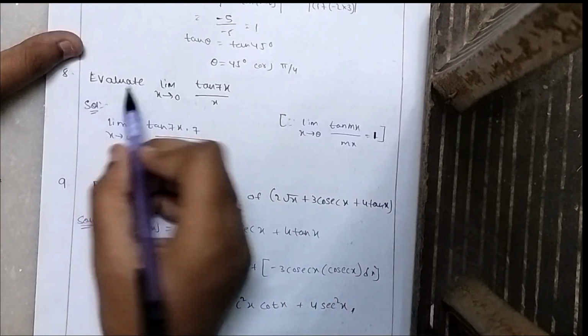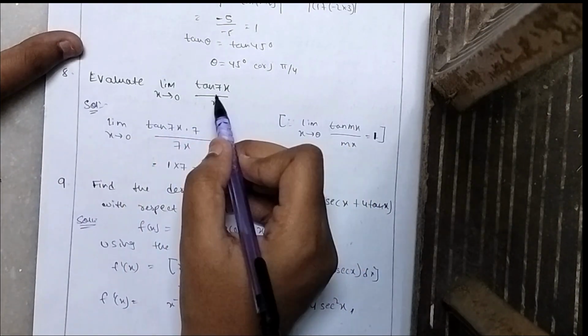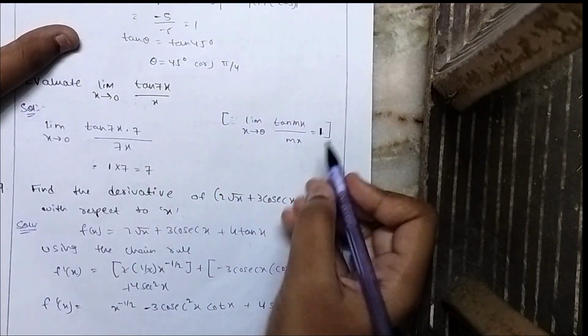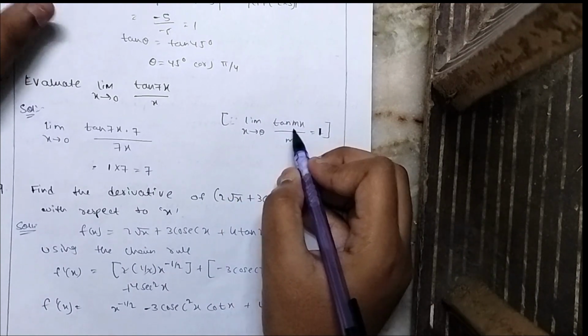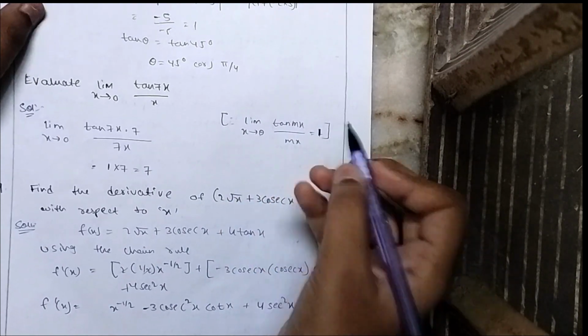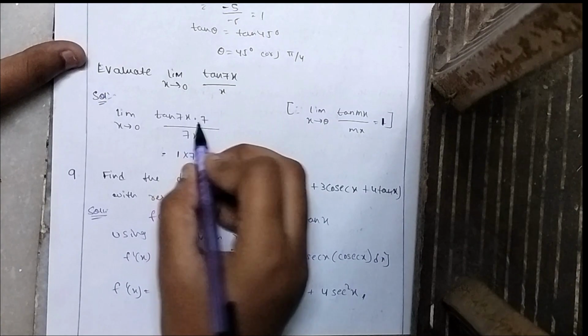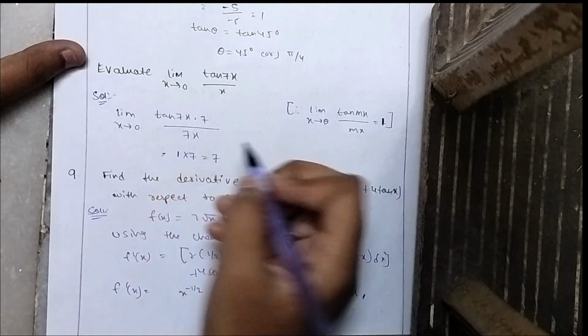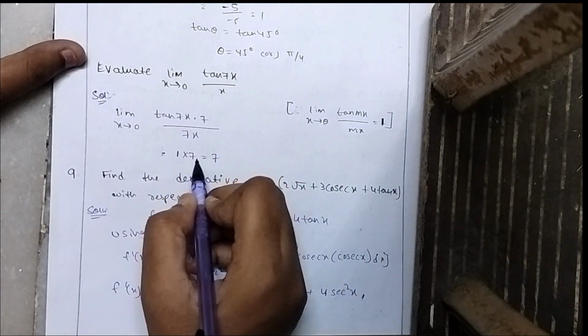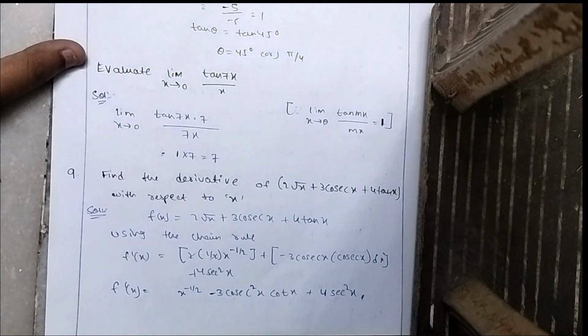Next one. Evaluate the limit as x tends to 0 of tan 7x by x. We know the formula that limit as x tends to 0 of tan mx by mx equals 1. So here tan 7x into 7 by 7x equals 1 into 7, that equals 7.